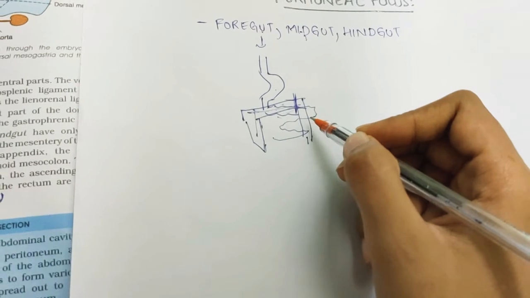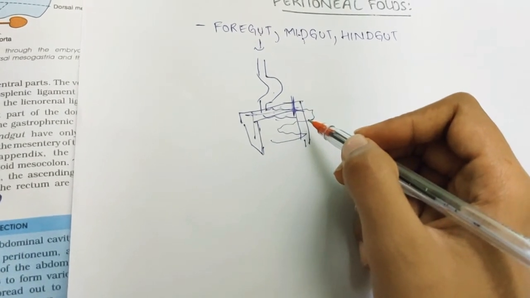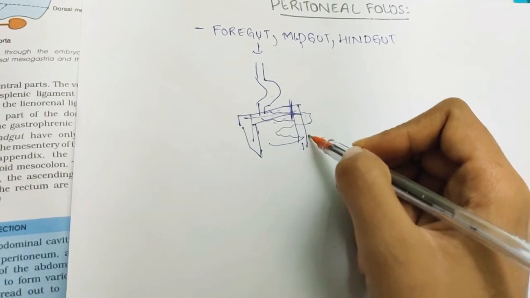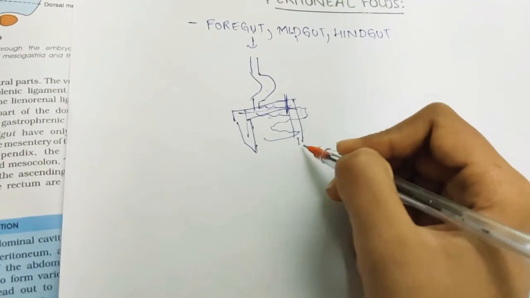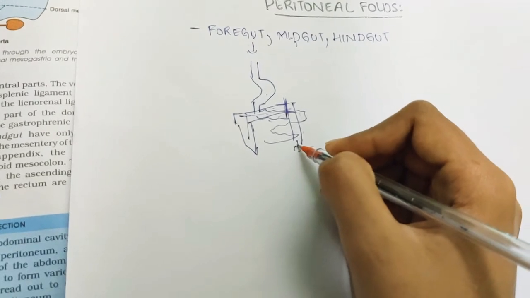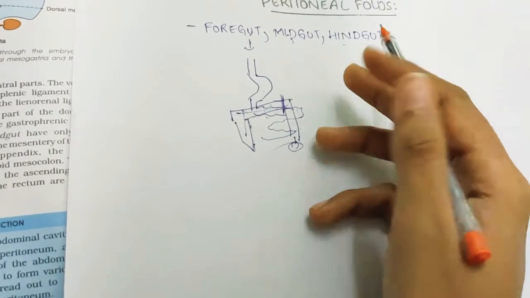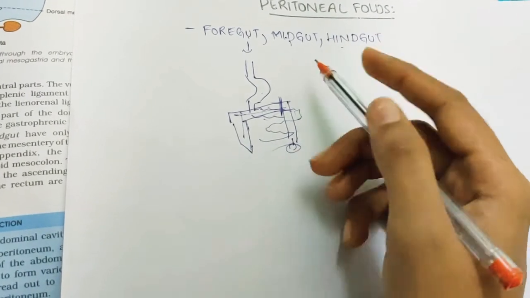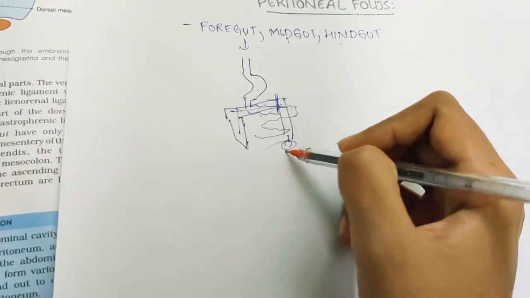Next, the hindgut forms the left 1/3 of the transverse colon, and also the descending colon, sigmoid colon and proximal part of the rectum. Up to this area it is formed by our hindgut. Next comes the anorectal canal, which forms the distal part of the rectum, and the upper part of the anal canal up to the pectinate line.